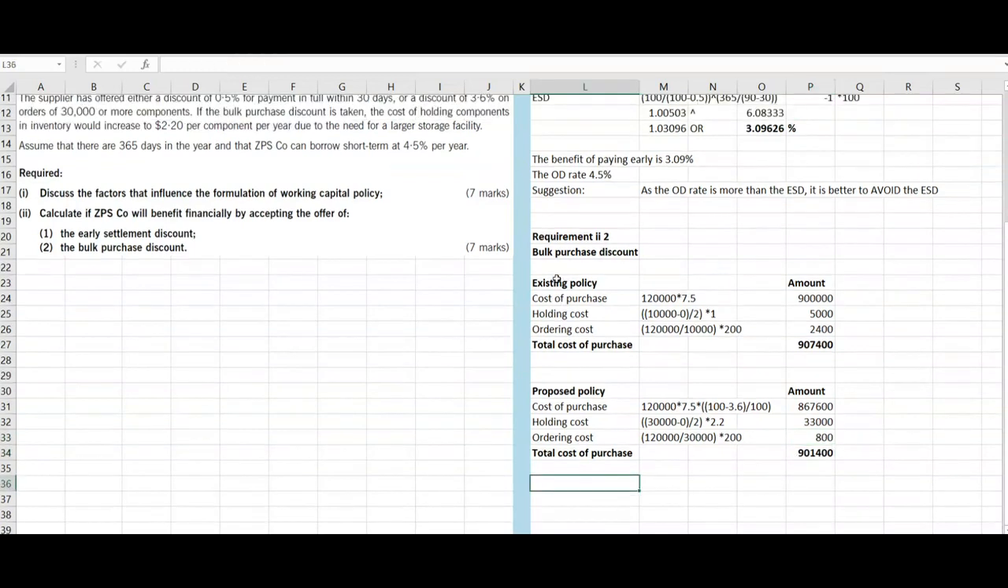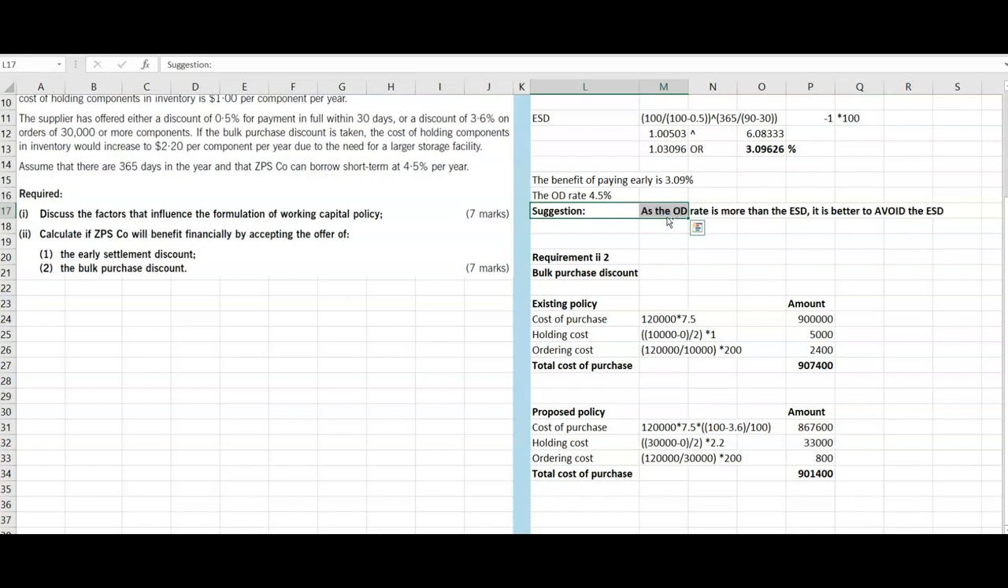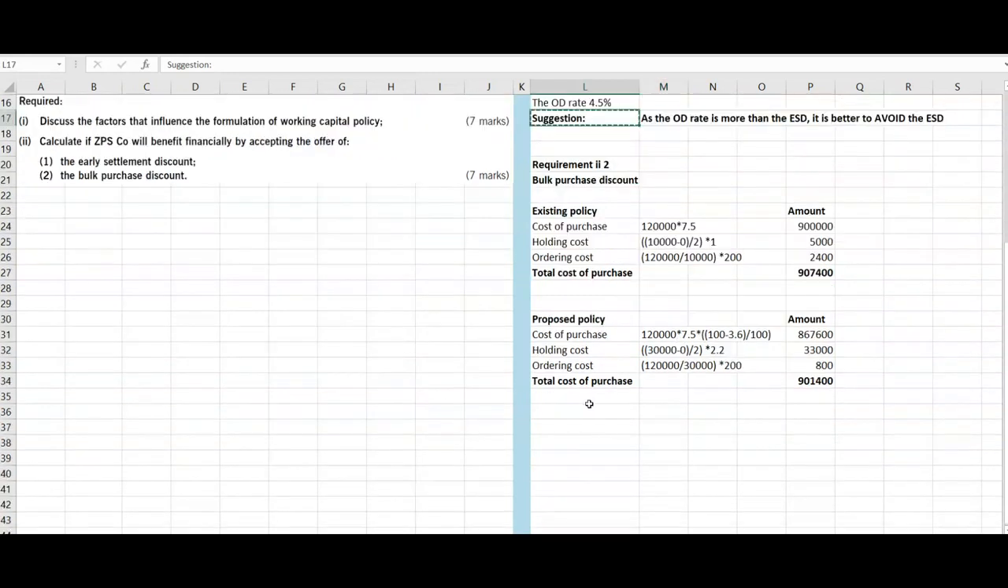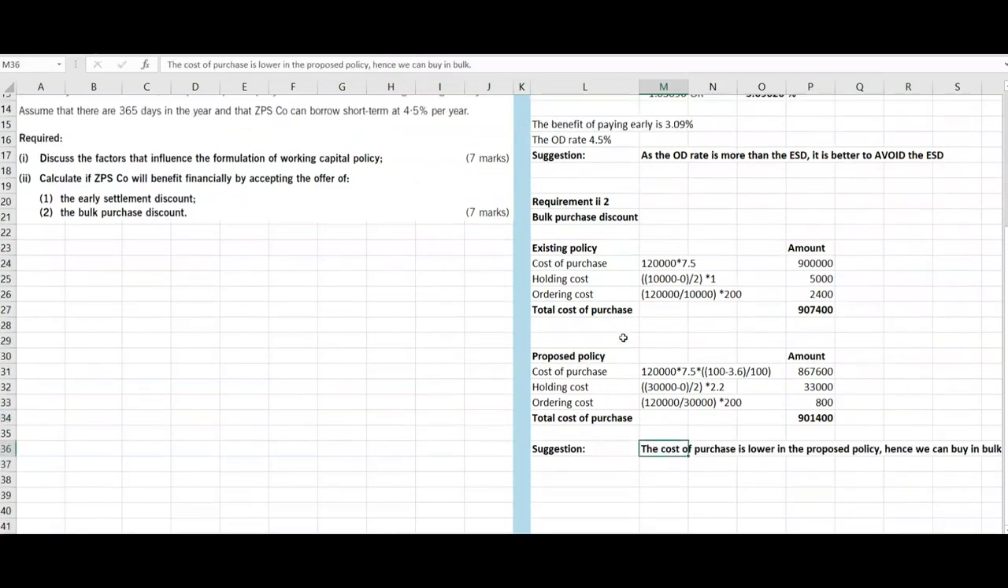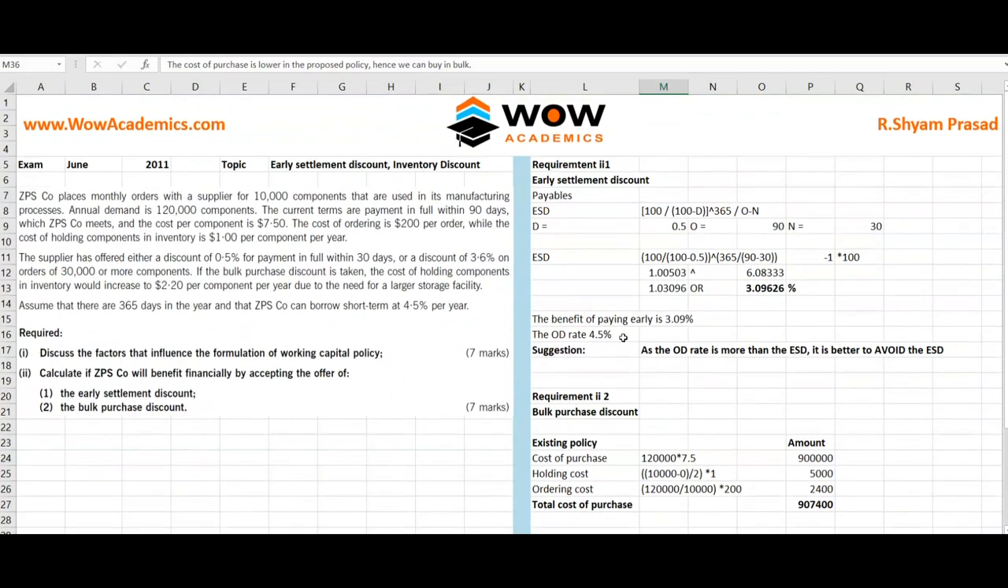So what we'll do, we'll have the suggestion here. The suggestion will be: the cost of purchase is lower in the proposed policy, hence we can buy in bulk. So that's about the statement. So that's about this question. We have finished this question. We'll move on to the next one.